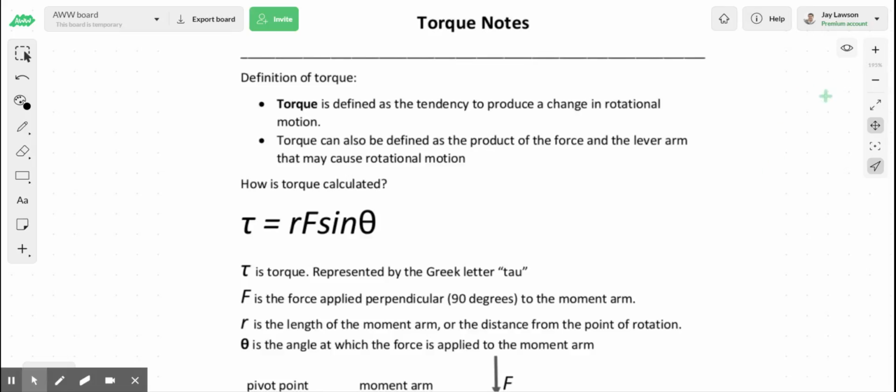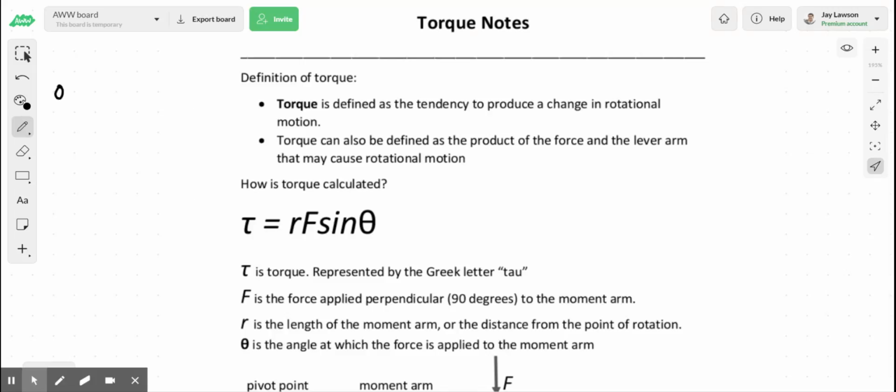Okay, so what is torque? Torque is defined as the tendency to produce a change in rotational motion. Torque can also be defined as a product of the force and the lever arm that may cause rotational motion. So, the tendency to produce a change in rotational motion.